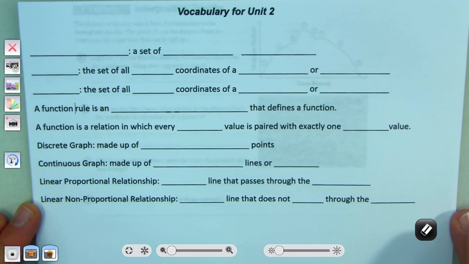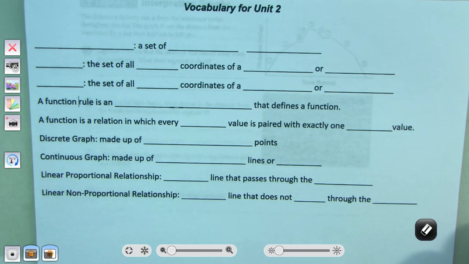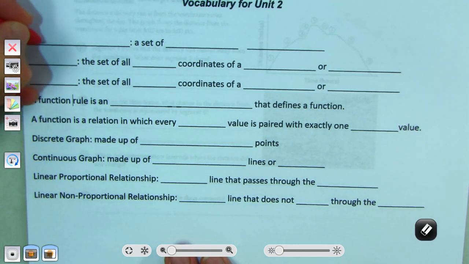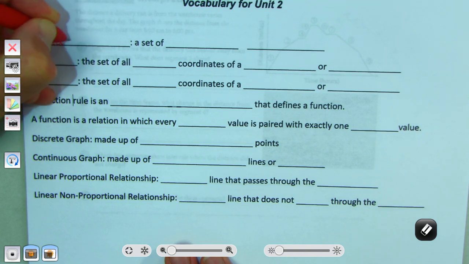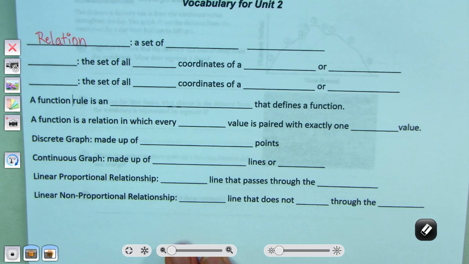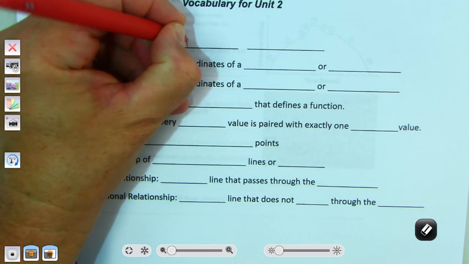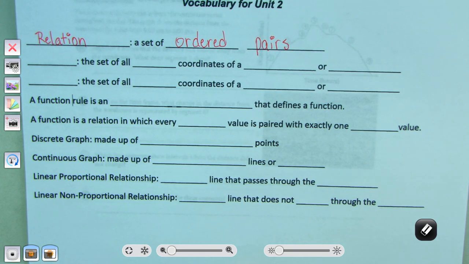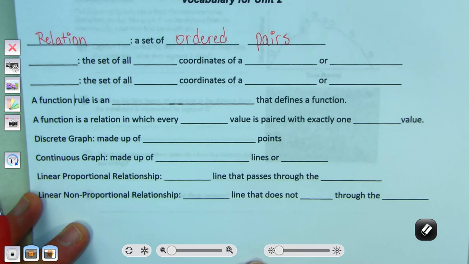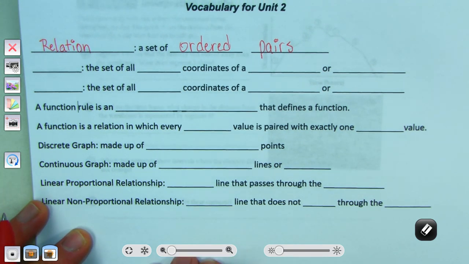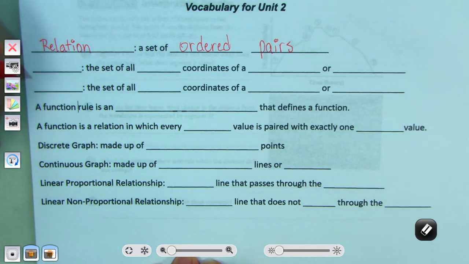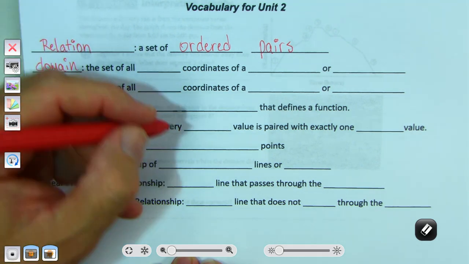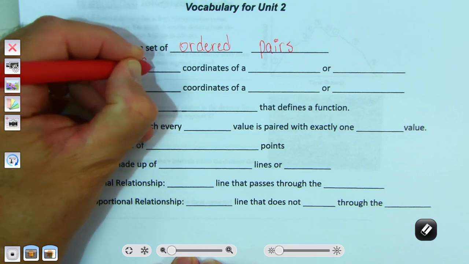Let's look at some additional vocabulary we're going to be needing and using in this unit. Everything that we've been talking about, we'll define as a relation. And a relation is a set of ordered pairs. And throughout the course of your math career, you'll be dealing with the domain. Well, the domain is the set of all of the first coordinates of a relation or a function.